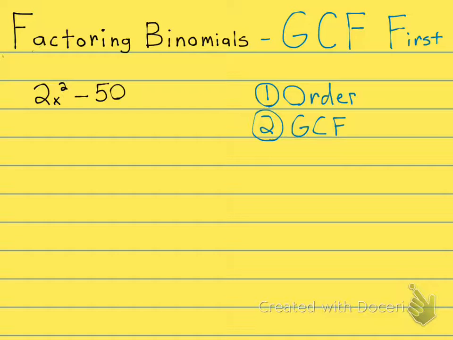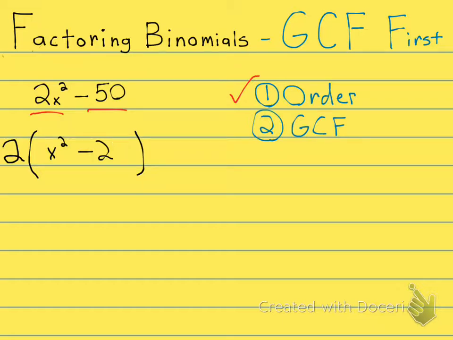So when I look at this problem, step 1, is it in order? Well, I have x squared first and then x to the 0. So yeah, it's in order. Step 2, is there a GCF? Is there something I can divide out between these 2 terms? And the answer is yes. What can I divide out of both of those terms? Well, I could take out a 2. And when I divide that 2 out, I will be left with x squared minus 25.